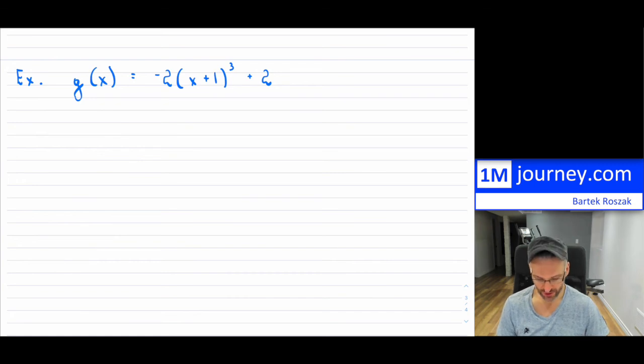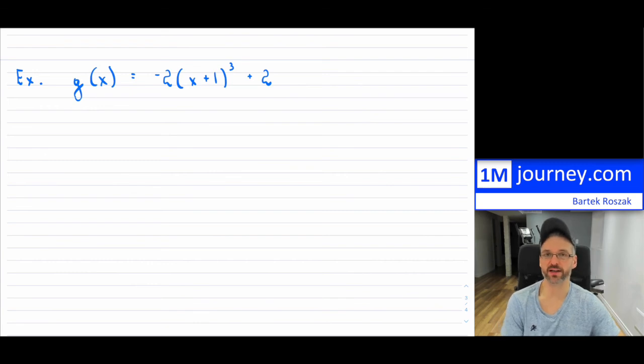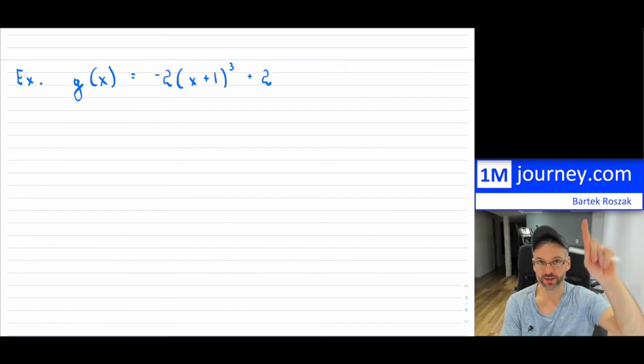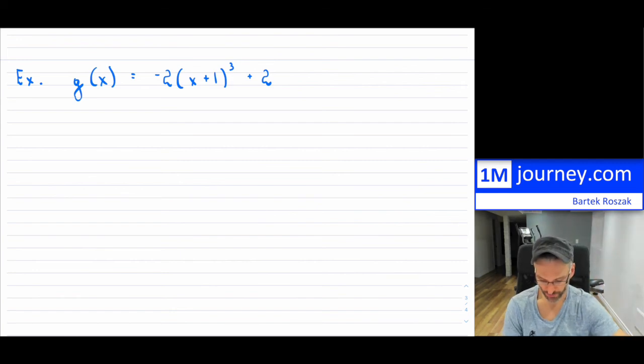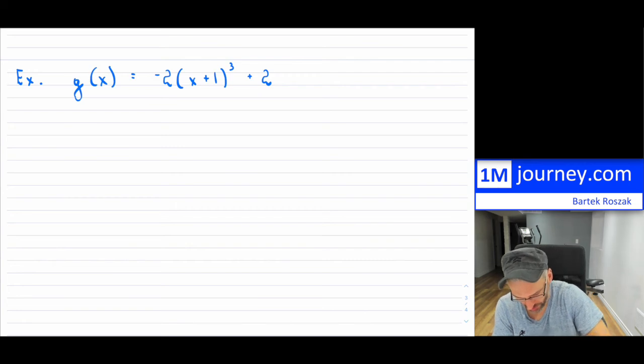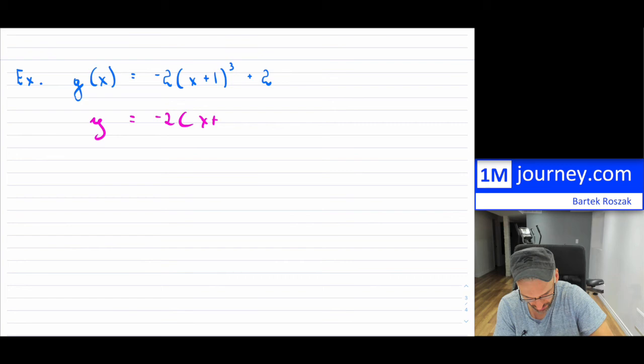So for this, okay, cubics are defined for the entire domain. This is why understanding those parent functions was so important. Again, parent functions review, take a look if you're studying these advanced functions. So here, what I'm going to do is go y is equal to negative 2 times (x plus 1) cubed plus 2.